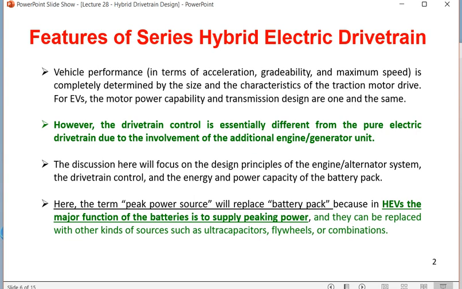So the primary source will always be, actually there are two types of primary source. One can be the engine generator, the IC engine kind of a thing, and this whole thing can be replaced by a fuel cell also. So the primary source can be an engine generator or a fuel cell. The secondary source can be a battery, ultra capacitor, flywheels, etc. So these are the combinations we have to remember.